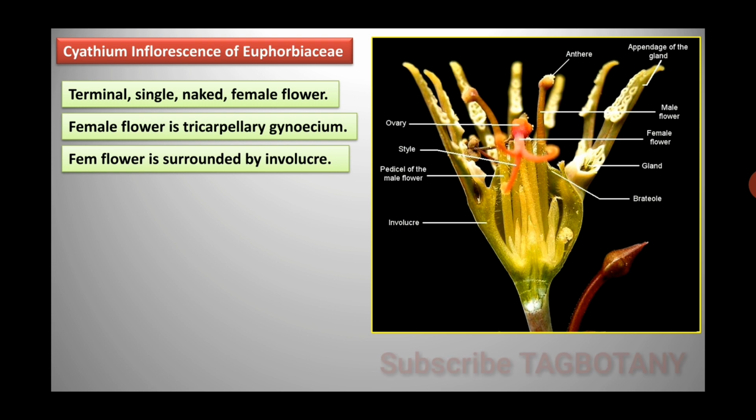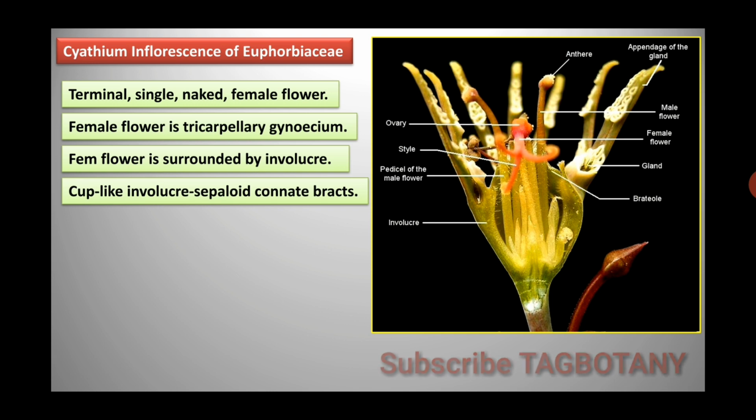Female flower is surrounded by involucre. So this is the involucre of bracts which surrounds this female flower. Involucre is cup shaped, that is, it is cup like and made up of cephaloid connate bracts. The bracts are attached to each other and these are green in color, so they are called cephaloid bracts.